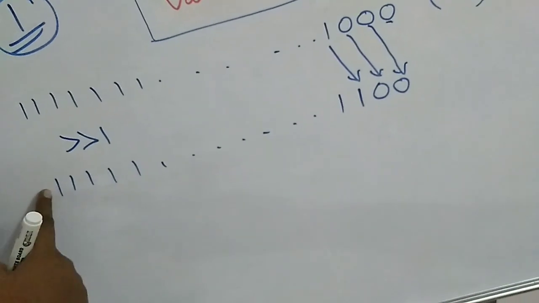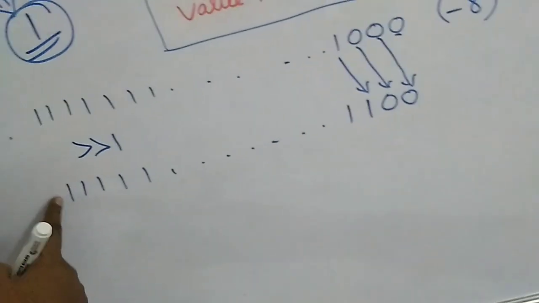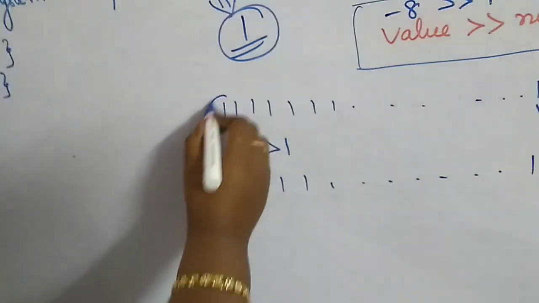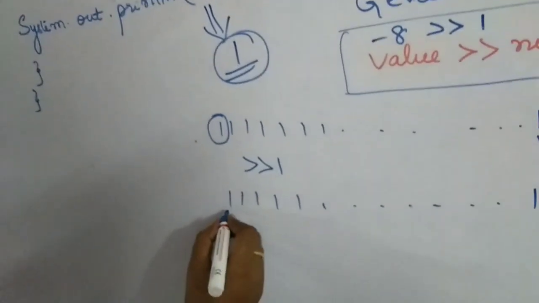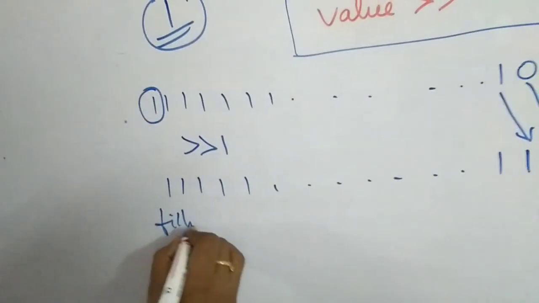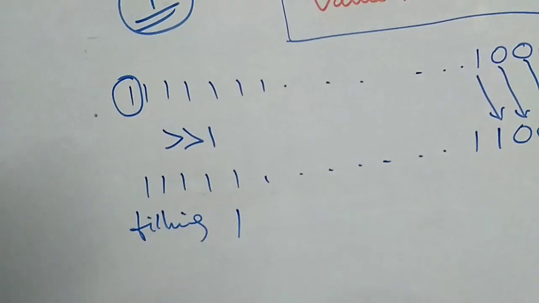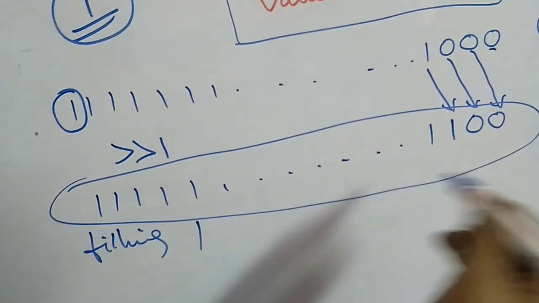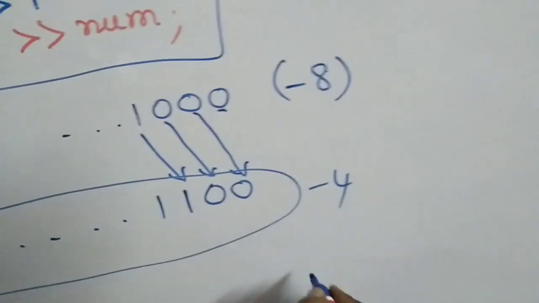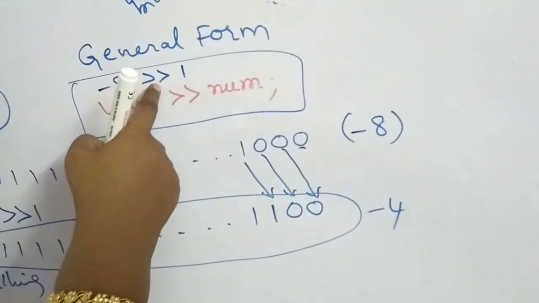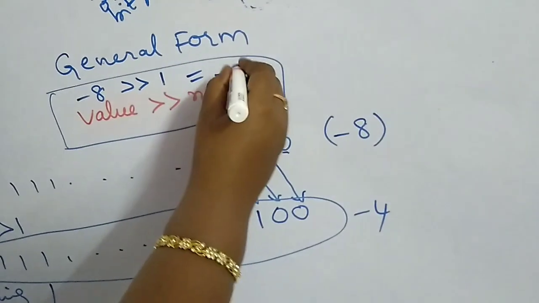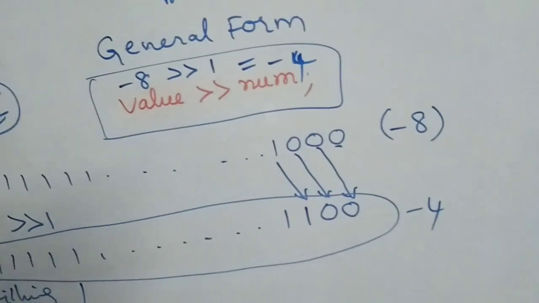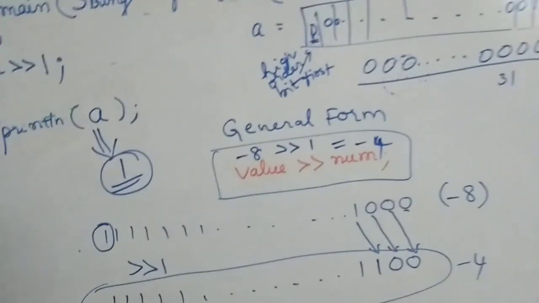So what should join here as the 32nd bit? Since the high order bit is 1, the filling will take place with 1. So everything will be filled with the 1. Now when you convert this into decimal format, the result will be minus 4. So if you are shifting minus 8 by 1, then the result will be minus 4. Okay, so this is all about the right shift operation.